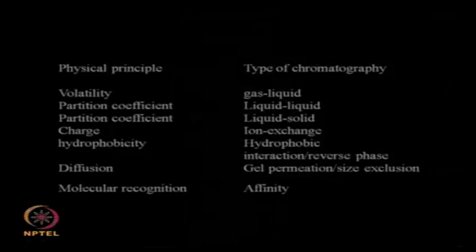Suppose I want to remove a particular protein out of a mixture of several proteins, then if I know a ligand which is very selective for the protein, I may have the ligand immobilized on the stationary phase. Then what happens? The protein is bound only to that ligand, rest of the proteins do not bind to the ligand, because as you know, ligand protein binding is very selective. So only that particular protein is captured by the ligand, whereas other proteins are not captured by the ligand. So that is called affinity chromatography.